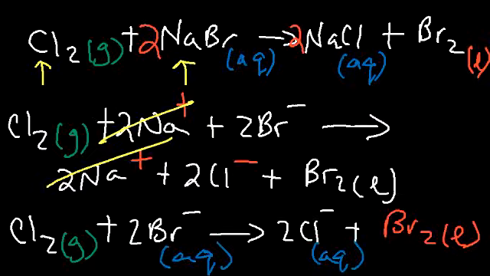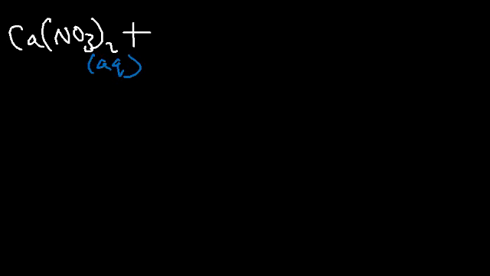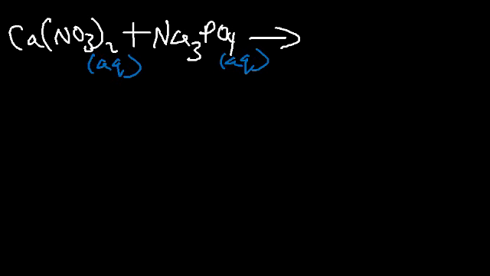Now, for the sake of practice, let's try one more double replacement precipitation reaction. So let's say we have an aqueous solution of calcium nitrate, nitrates are always soluble, and we mix that with sodium phosphate, and as you know, sodium is always soluble. So feel free to pause the video, predict the products, balance the equation, and write the net ionic equation as well.